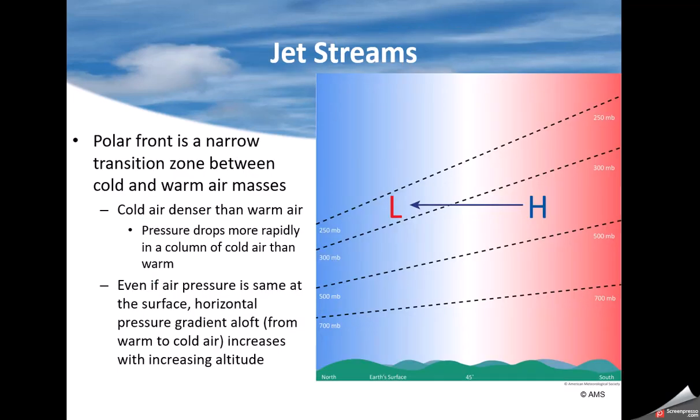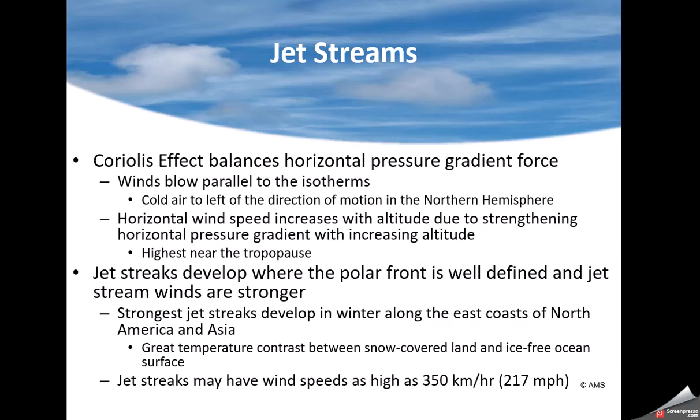So the polar front is a very narrow transition zone between cold and warm air masses. Cold air we know is denser than warm air, so the pressure drops more rapidly. So you create a pressure gradient across there. This pressure gradient tends to be strongest near the tropopause. So that's why our jets are up higher. Coriolis effect does balance it, and jet streaks develop where the polar front is well defined. In other words, the stronger the temperature contrast, the stronger the jets will be.